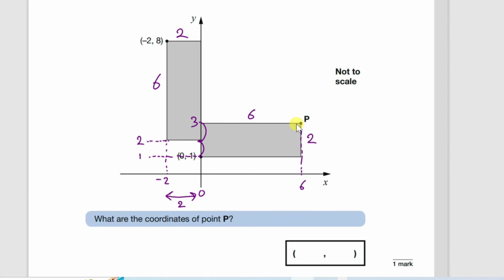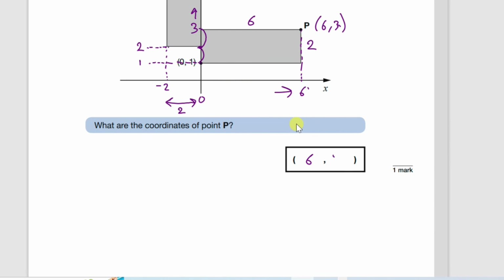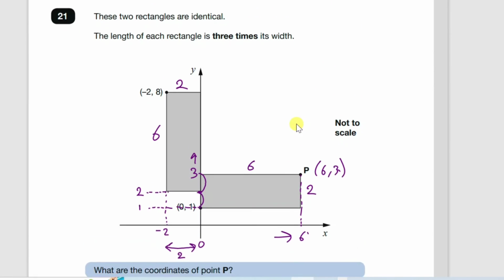What is this telling us? That at P, you're traveling 6 across to the right and 3 up. So this must be 6, 3. That's it. Yeah, and then we just write our final answer down here, 6, 3. Cool. I really like this question as well.